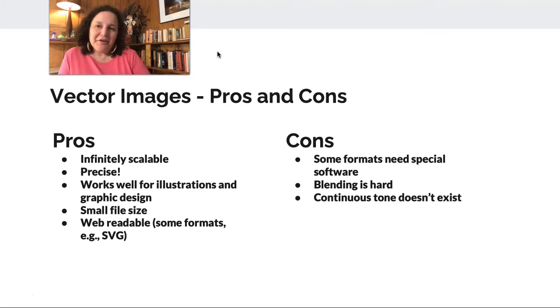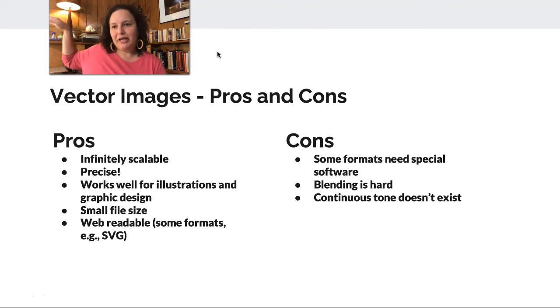Another big drawback to vector images is that you can do blending to kind of capture the fading of a light source or something like that. But it's not really that good. It usually doesn't look that good, and it's a lot of work to do, and then you end up with a giant file. So it's not really the greatest solution.